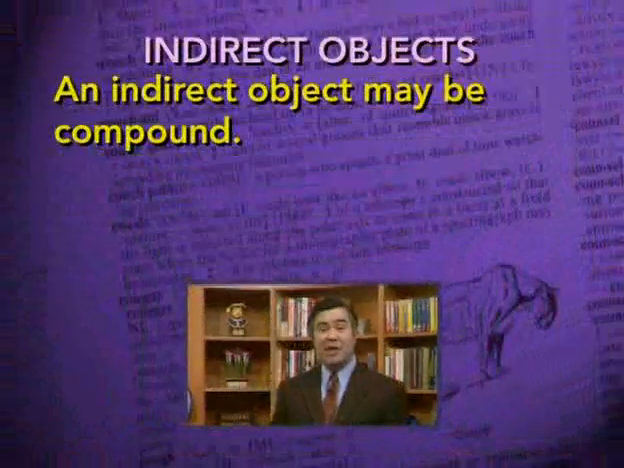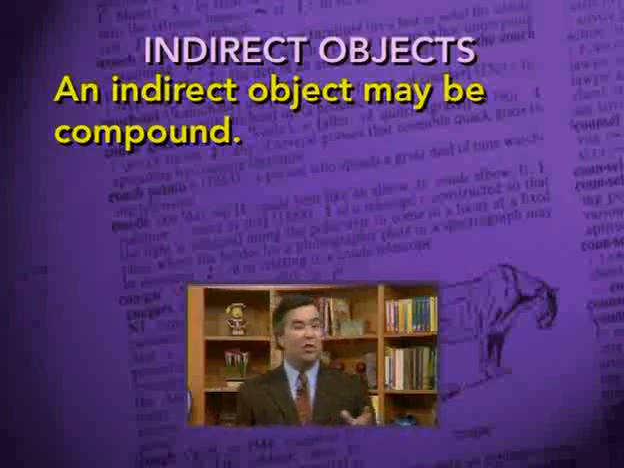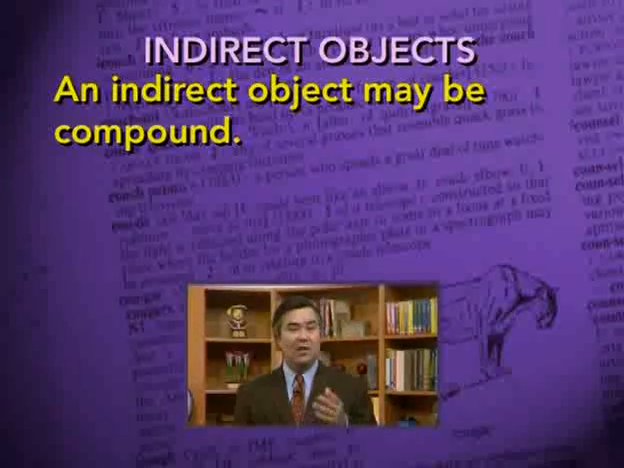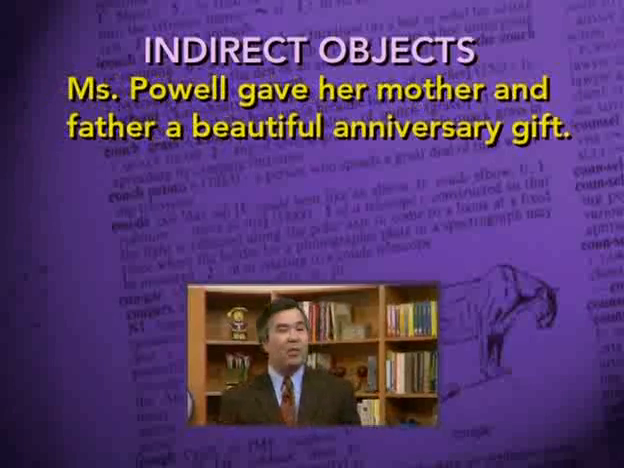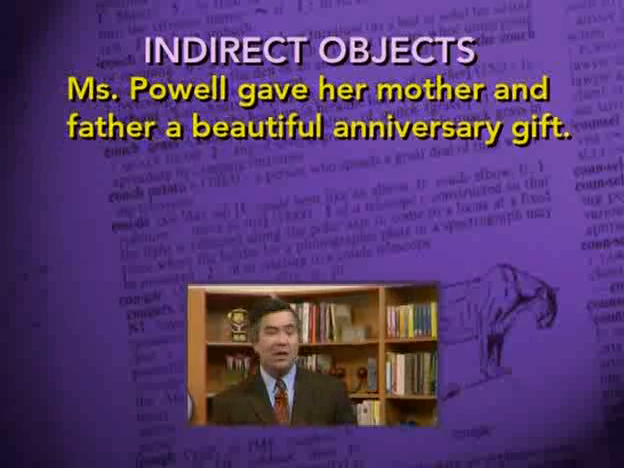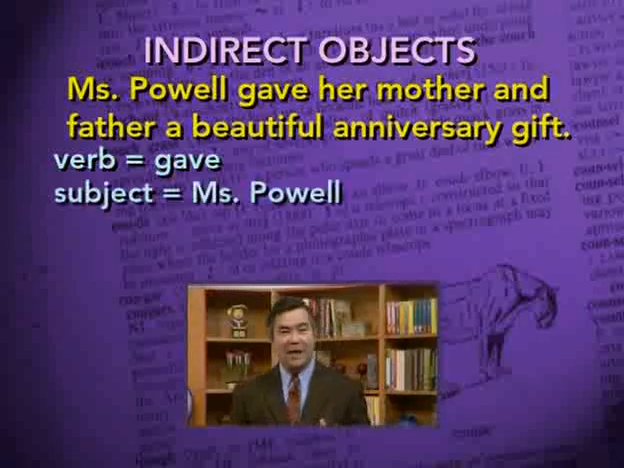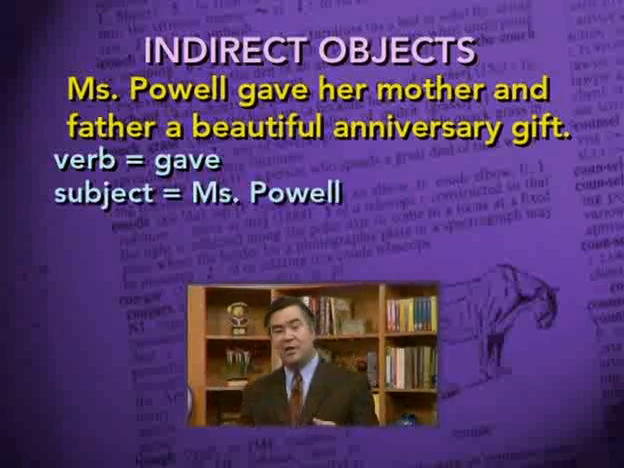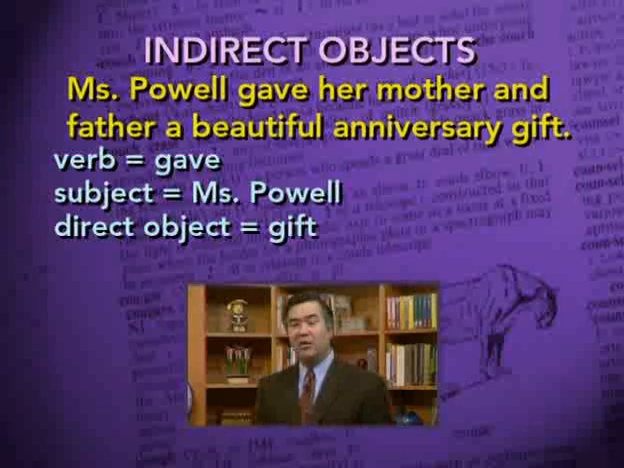Finally, an indirect object may be compound. Just as a direct object may include two or more things joined by a coordinating conjunction, the same can be true of an indirect object. Look at this sentence. Ms. Powell gave her mother and father a beautiful anniversary gift. What's the verb here? Gave. The subject, Ms. Powell. And what did Ms. Powell give? That is, what's the direct object? The answer, gift. She gave a gift, specifically a beautiful anniversary gift.